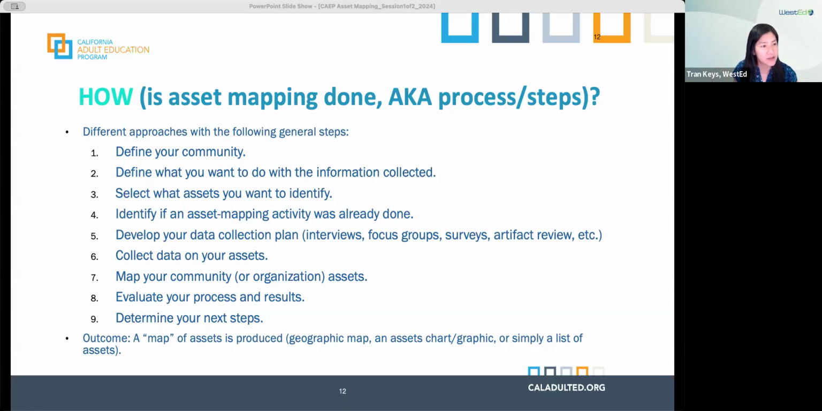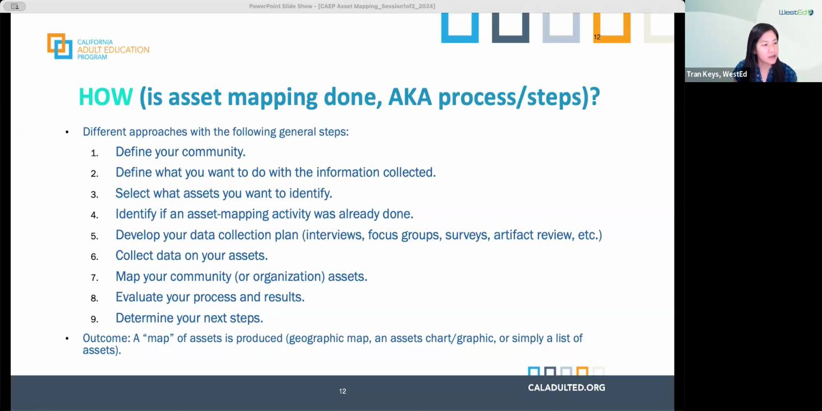And the reason process is there for you to evaluate is you will want to asset map probably other things and at other time points. And so why reinvent the wheel, right? You want to see if your process was successful or not. So that's why we include process and not just results. And then of course, always, what are your next steps, right? What are your next steps? That goes back to number 2, defining what you want to do when you finish with the information collected.